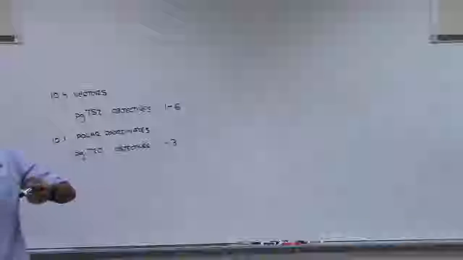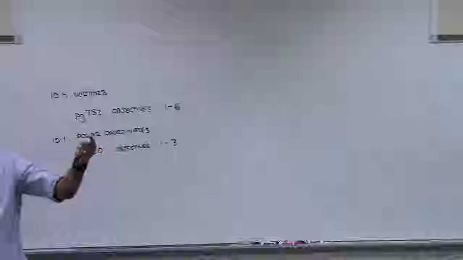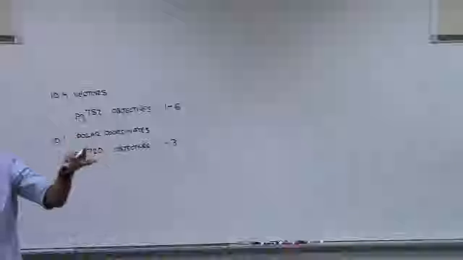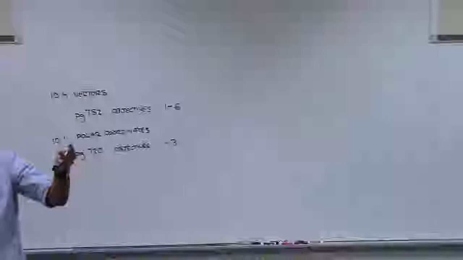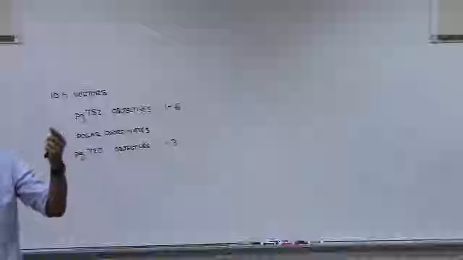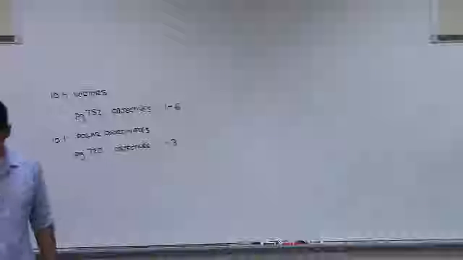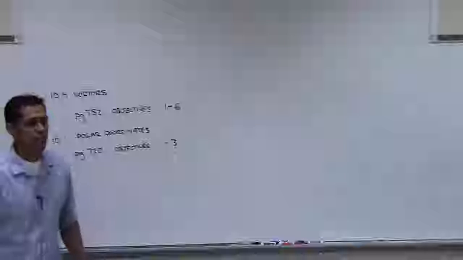So like the first one, graph a vector. Second, find a position vector. Third, add and subtract vectors. Fourth, find a scalar multiple and magnitude of a vector. Fifth, find a unit vector. Sixth, find a vector from its direction and magnitude. If you can do those 6 things, then you'll be prepared for what I might ask you on the final.